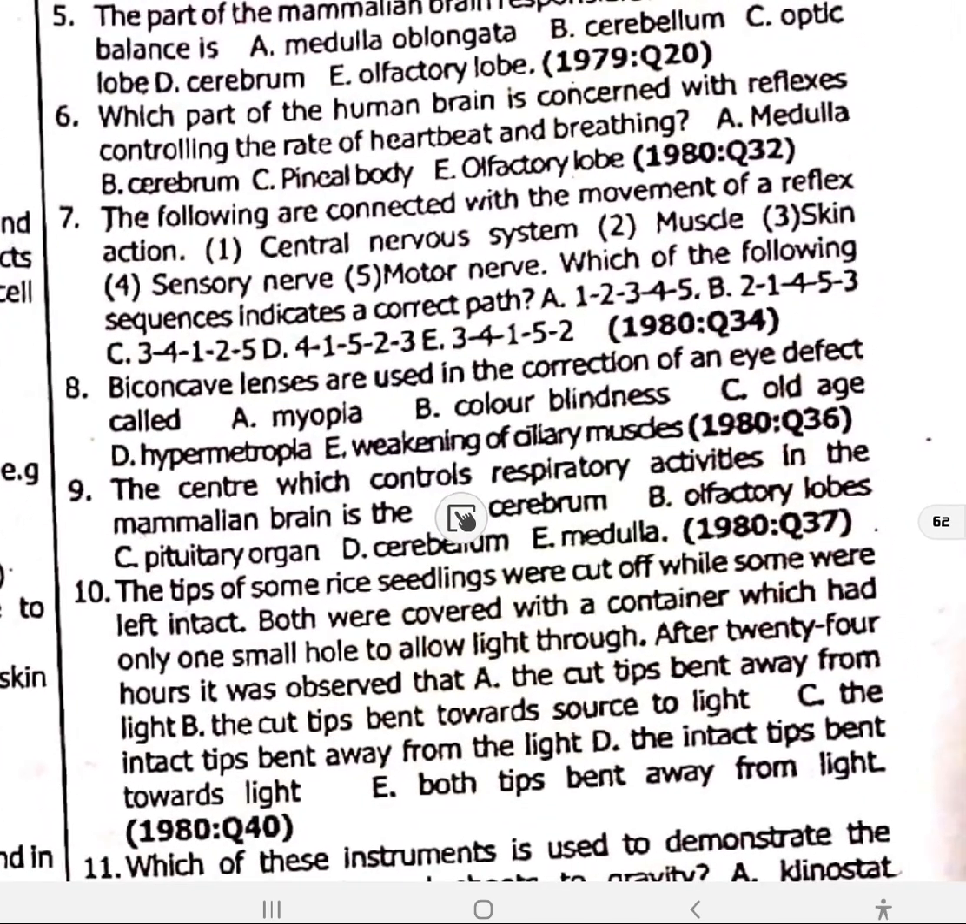Number 7. The following are connected with the movement of reflex action. Simple reflex action, you should have, let me see, first your skin. When something touches your skin, then it goes to sensory nerves, then it goes to the central nervous system, then it goes to the motor nerve, and it goes back to the muscle. So number 7 is option E. You could write out the patterns and see.